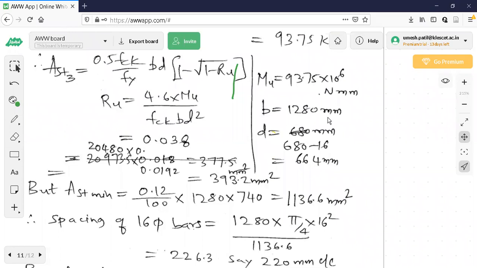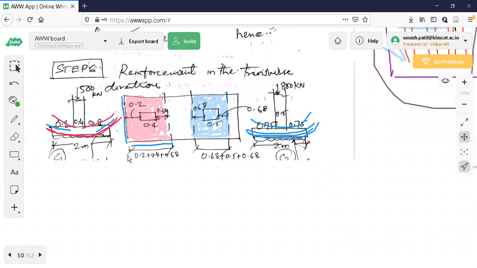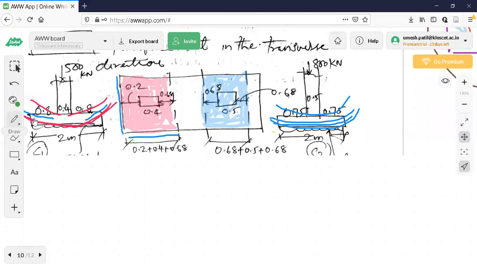See this. In case of longitudinal steel, it was 2000. Now it is 1280. What is that one? 1280 is this. You cannot use 2000 because bending is taking place in the transverse direction. That is why this should be used.